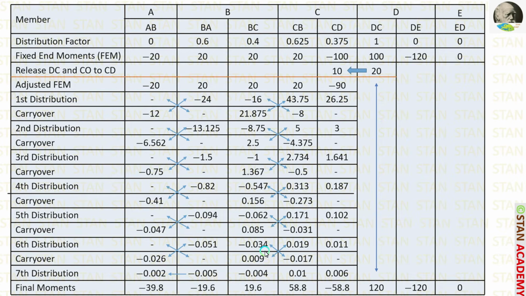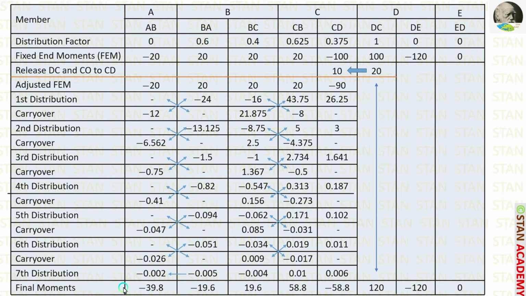But we should not forget when we make the last distribution, we have to give the carryover to the fixed supports. You can see that I have given the carryover from BA to AB because in the point A we are having a fixed support. That is why I have given the carryover to AB. No need to give the carryover to other members.